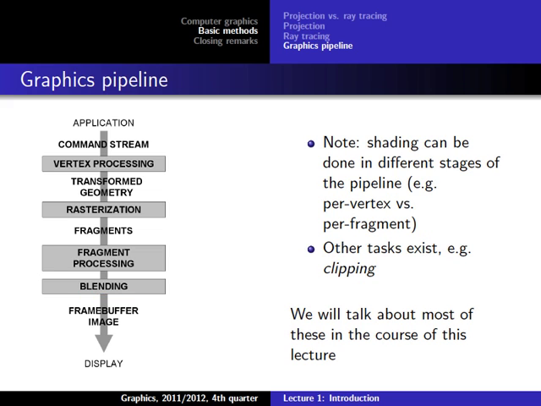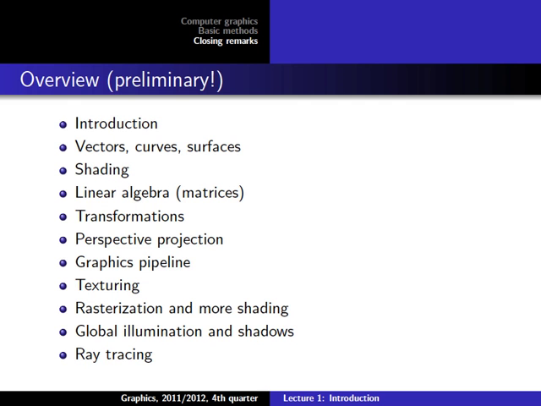That is something I already talked about. Shading can be done at different stages in the pipeline, as we will see. And clipping is something that I also already talked about. Like I said, we will talk about this in more detail later. So this is just a rough overview, and this is an overview of the course. That's the current plan. Like I said, small changes may apply, but it should be pretty much the same.